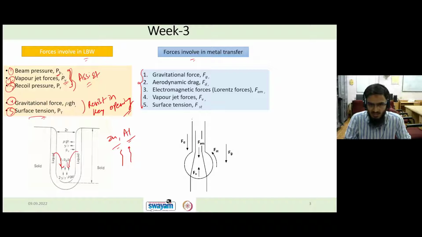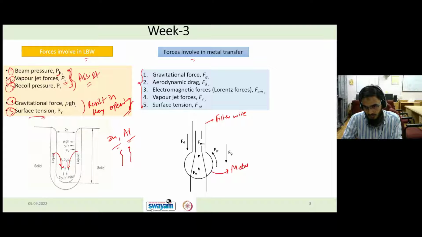So you can see this is our filler cross section. This is our filler wire, and we are supplying enough current so that it can form a metal droplet. So this is nothing but a metal droplet. Now as this metal droplet is forming, all these 5 forces are going to act, and the directions of the forces are indicated here.